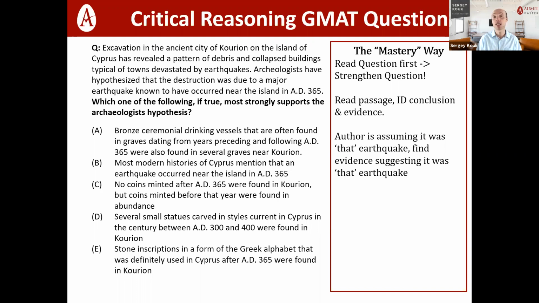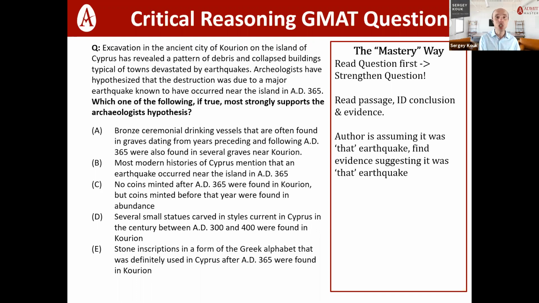There are different types of assumptions. And actually, when you come to our class, we're going to teach you exactly how to do this. And we're going to spend some time so that you can really reinforce those habits. Now, I can tell you that here specifically, this assumption was something that the author was overlooking. The author was overlooking the possibility that there's another explanation. So this is one of the types of assumptions. So now we're going to be looking at the answer choices, and we're going to be looking for an additional piece of evidence that will tell us it was that earthquake, not some other earthquake.